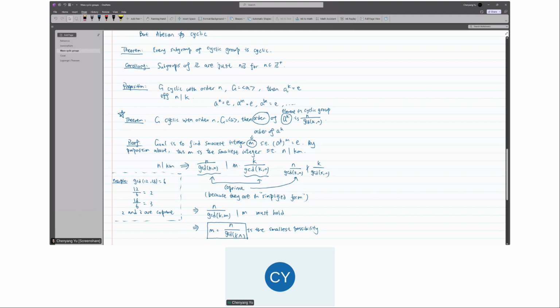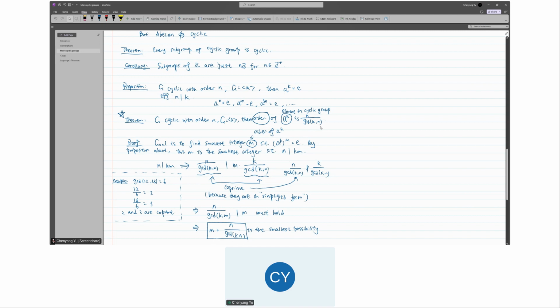A very important theorem, and I think most people don't understand this one when they take a first course in group theory. It was pretty confusing to me, and I just skipped the proof. Now I come back and I understand the proof. Let G be a cyclic group with order n, same setup, G generated by A. I claim that the order of A to the k is n over GCD(k, n).